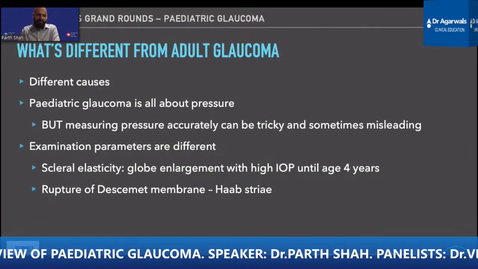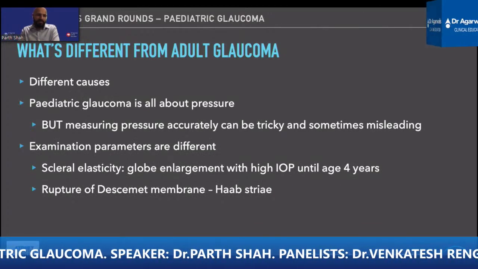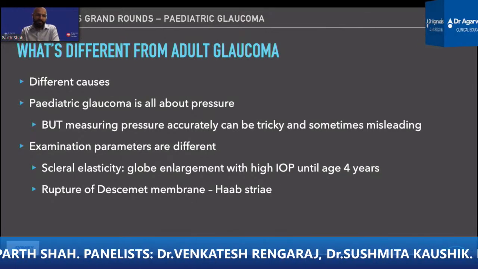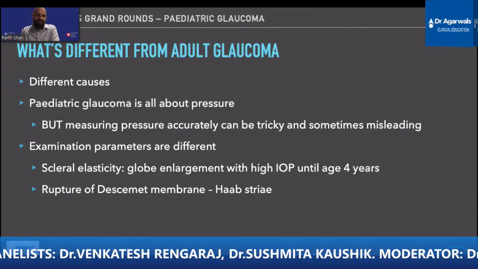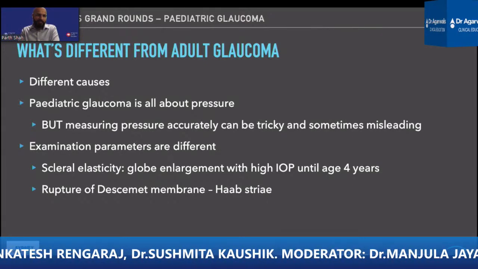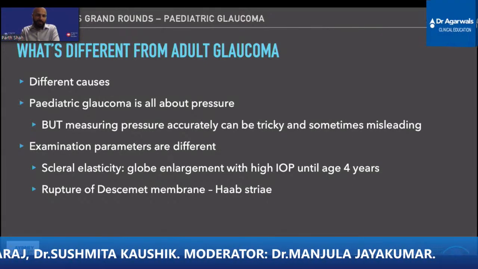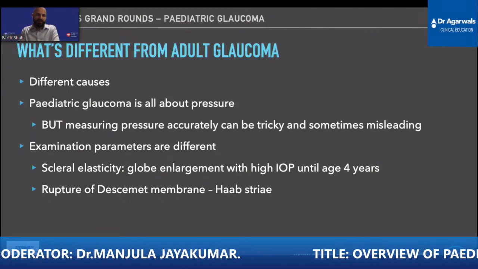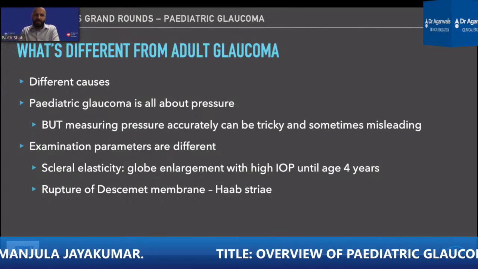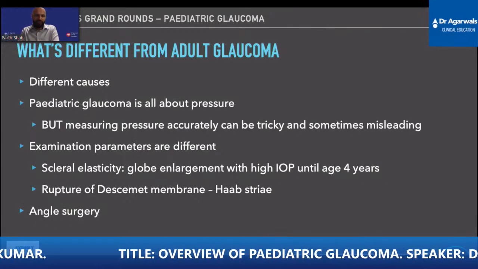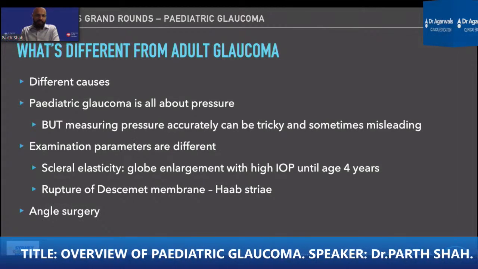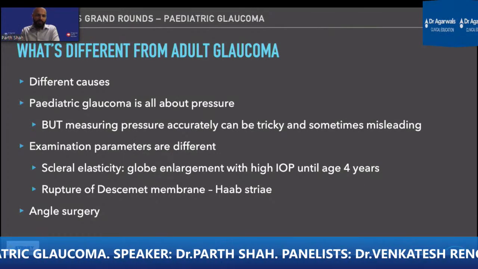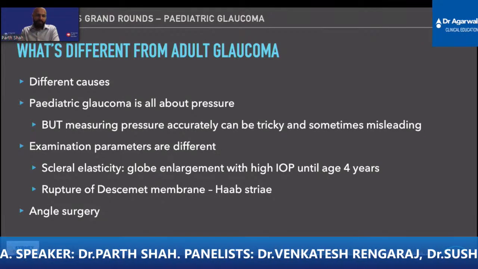The examination parameters in pediatric glaucoma are also quite different to adults. We know that the sclera is quite elastic, especially up until about 4 years of age. Because of this, higher intraocular pressure actually leads to globe enlargement, rather than as a protective mechanism to reduce damage to the optic nerve. When the cornea gets stretched, we see ruptures in Descemet's membrane, and that leads to a characteristic Haab's tree, which we also do not see in adults with high pressure. And finally, surgery is often performed in the angle rather than performing trabeculectomies and tube surgeries, especially in primary congenital forms, which have an abnormally formed angle.